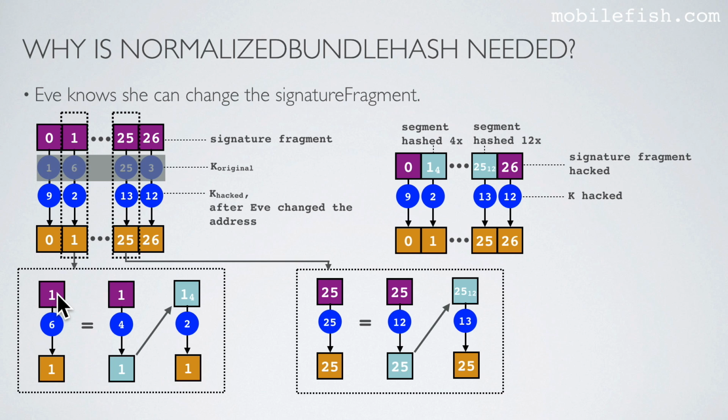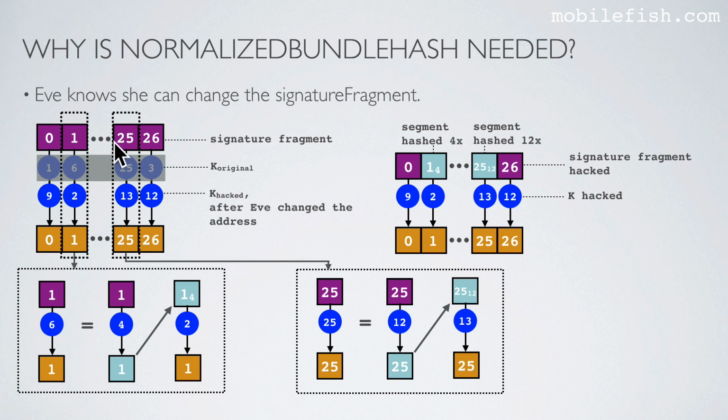This segment was hashed originally 6 times to get this part of the key fragment. But after Eve changed the address, this hacked k value changed from 6 to 2. The original value was 6, but she needs this value to be 2. This is possible by hashing this segment 4 times. This is the segment which is already hashed 4 times, and if she hashes this value another 2 times, she gets the same output as the original situation.